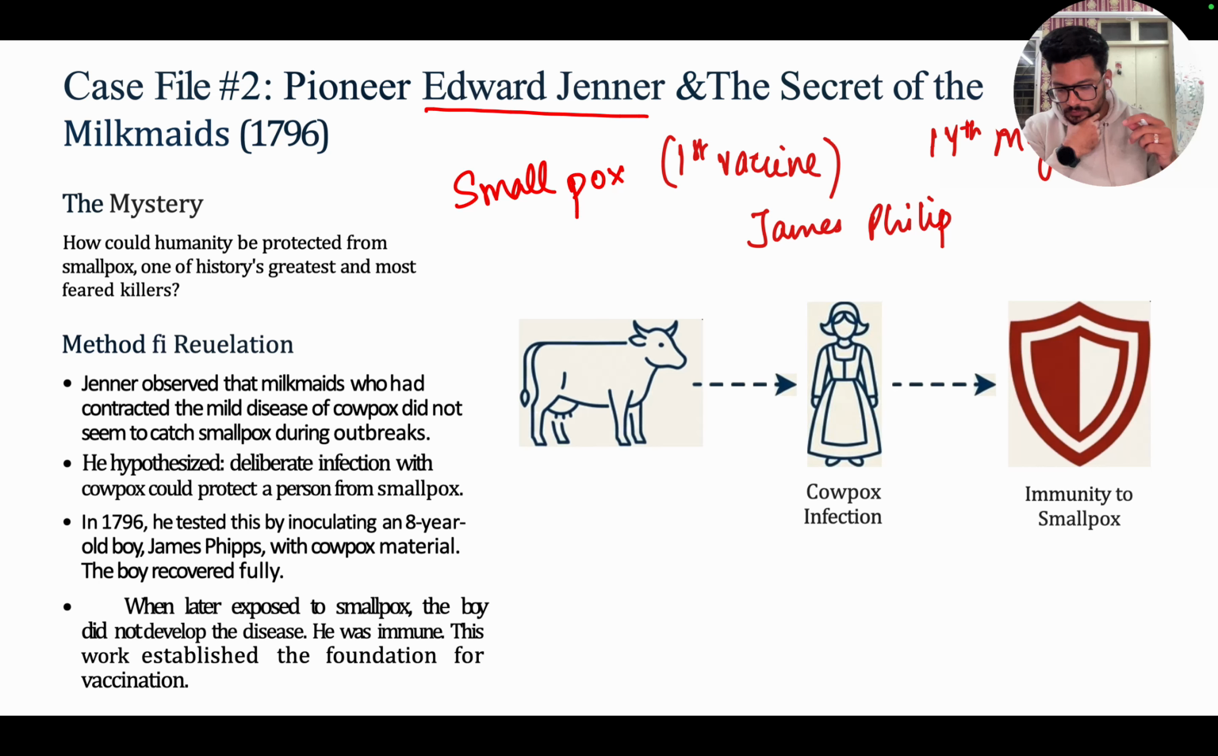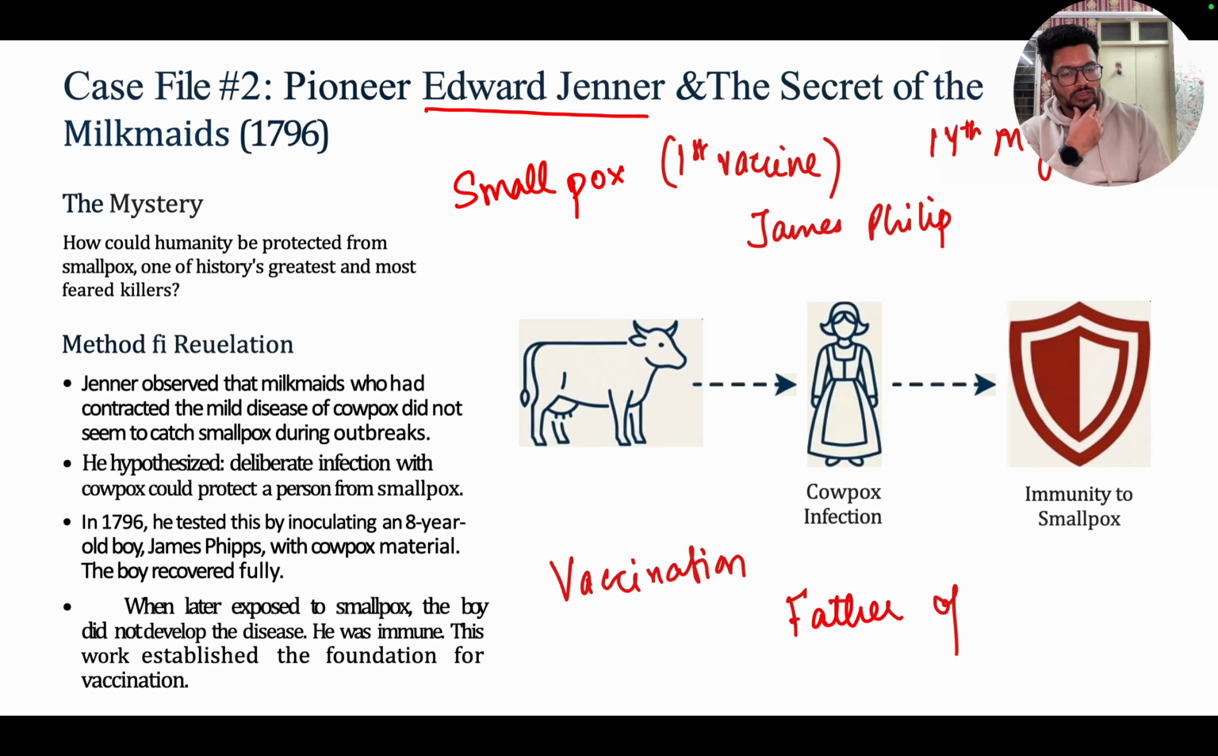He also coined the term vaccination, and now he is known as the father of immunology. Of course, we all know that this was one of the most important discoveries known to humankind. We were able to eradicate the disease smallpox because of vaccination, and this was all credited to Edward Jenner.